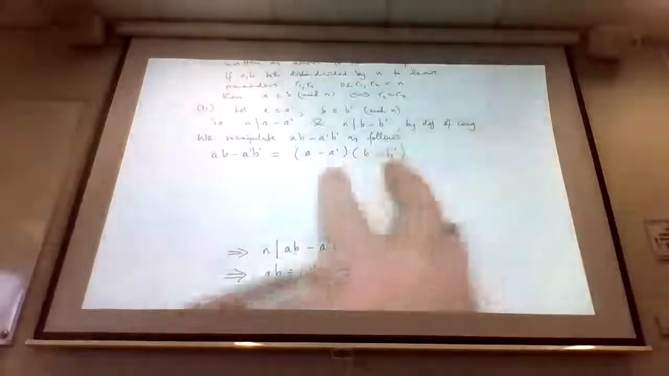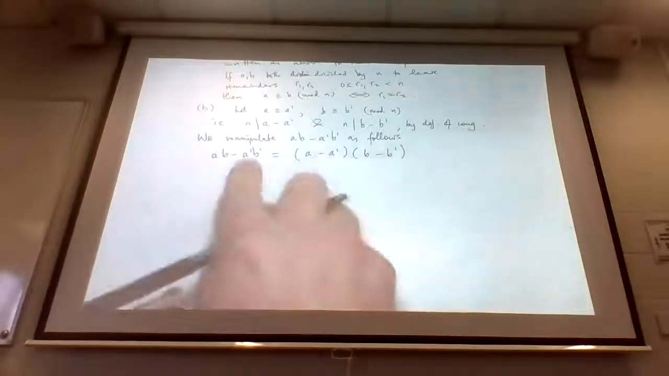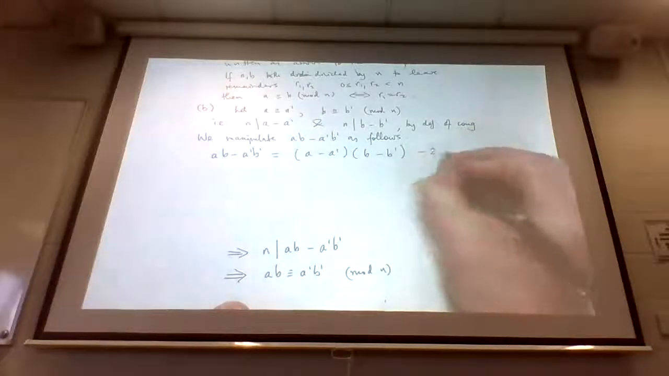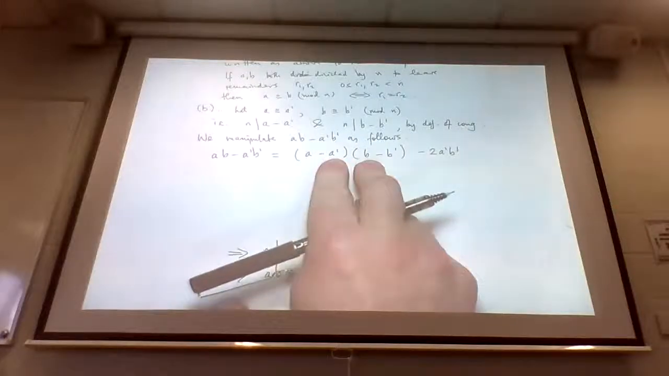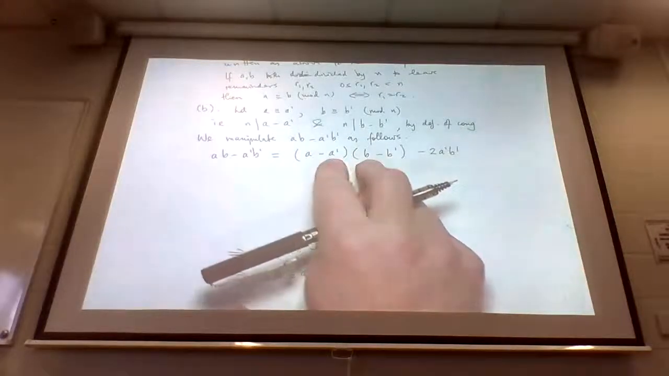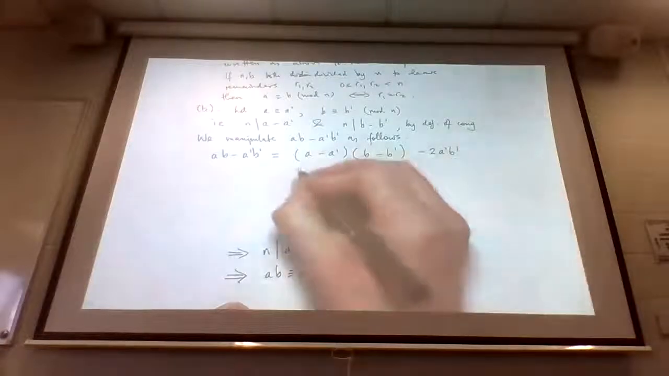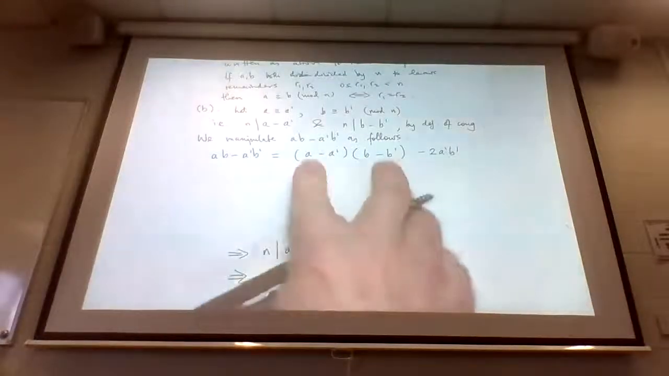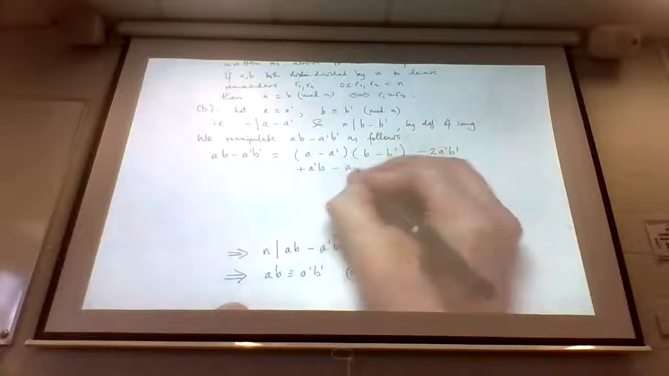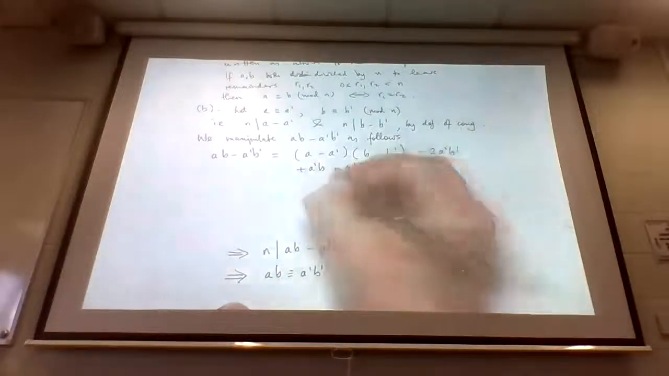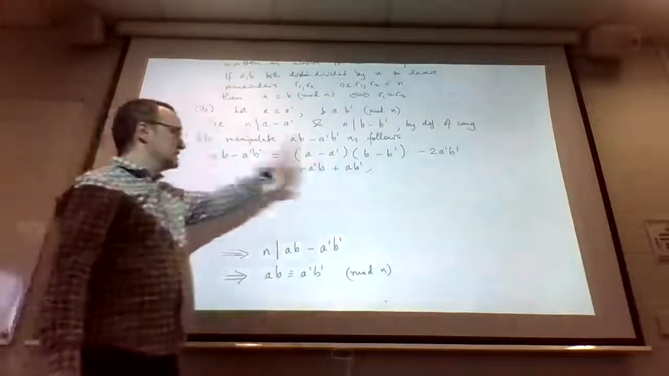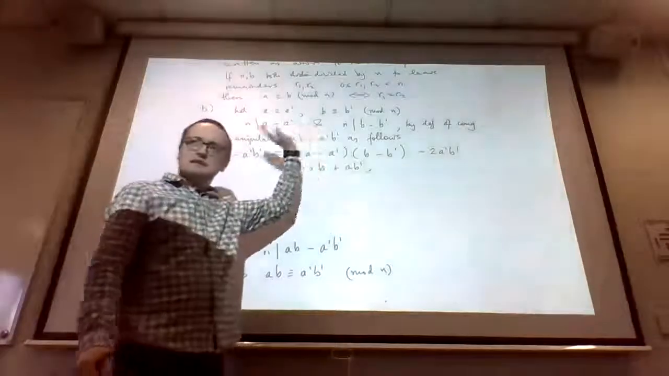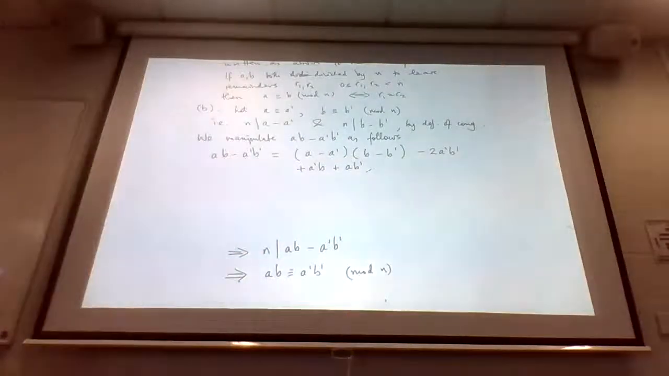Okay, so we get plus A prime B prime here, but we want minus A prime B prime. So we have to subtract 2 A prime B prime. And then these cross multiple terms, you have to get rid of those. So you've got minus A prime B, so you want to add on A prime B, and you've got minus B prime A, so you want to add it on. Okay. Now that equation is correct. The left-hand side is equal to the right-hand side. If you multiply all that out and cancel it down, it comes to the left-hand side exactly.